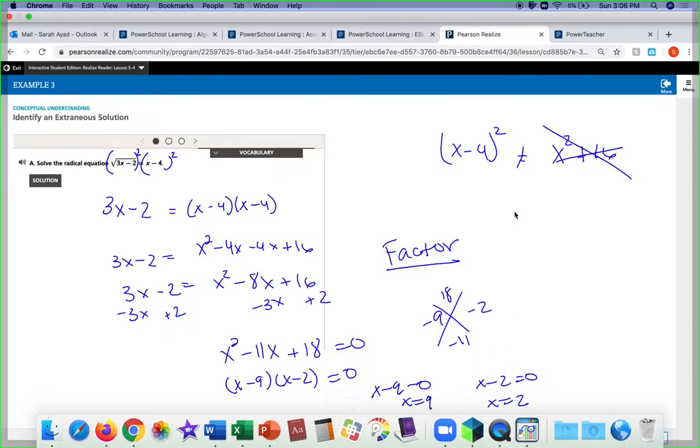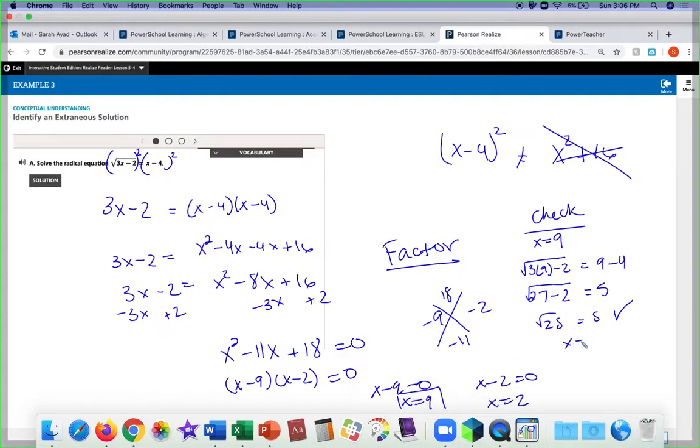I cannot circle my answers until I check. So first I'm going to check x equals 9. I'm always going to check it in the original equation. So 3 times 9 minus 2, does that equal 9 minus 4? So everywhere I see an x, I plugged in 9. So that's 27 minus 2. Does that equal 9 minus 4, which is 5? Is the square root of 25 equal to 5? Yes, it is. So that works.